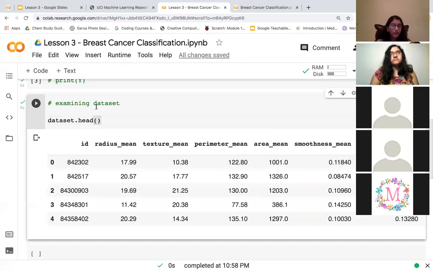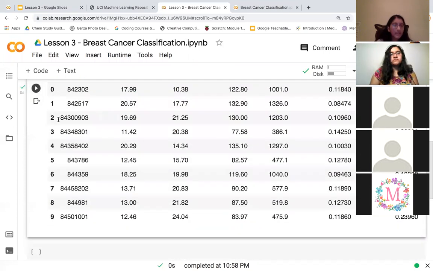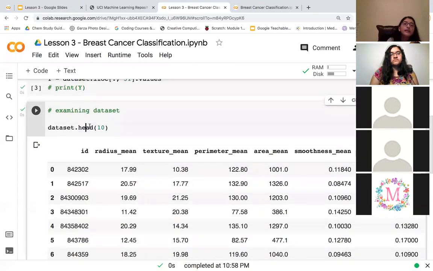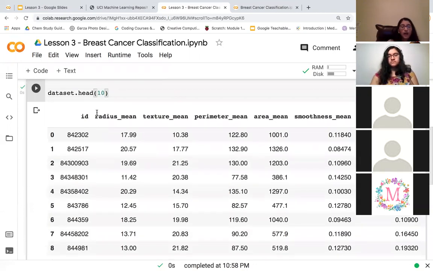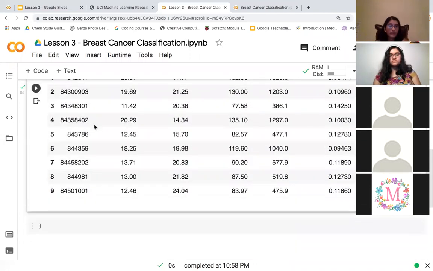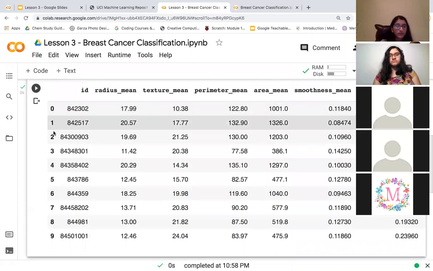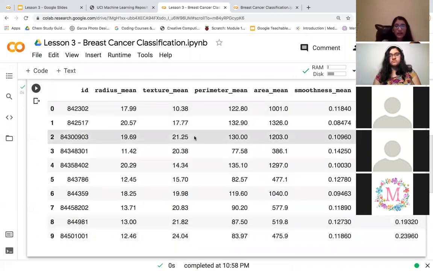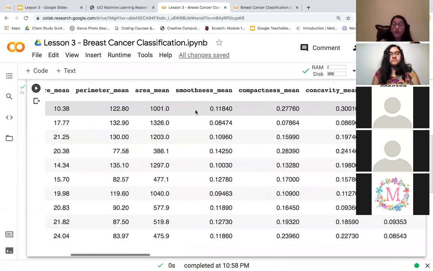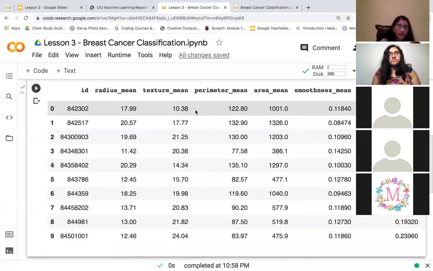And I believe if I put something like 10 here, let me just double check that. Yes. If I put something like 10 inside the parentheses, the default without the 10 would be to show the first 5 points of the data set. But if I say 10, it will show the first 10 points of the data set. You'll see it starts from 0 and goes up to 10 data points of the data set.